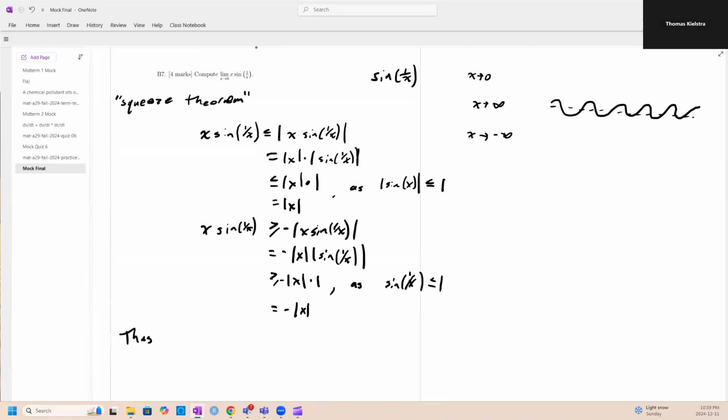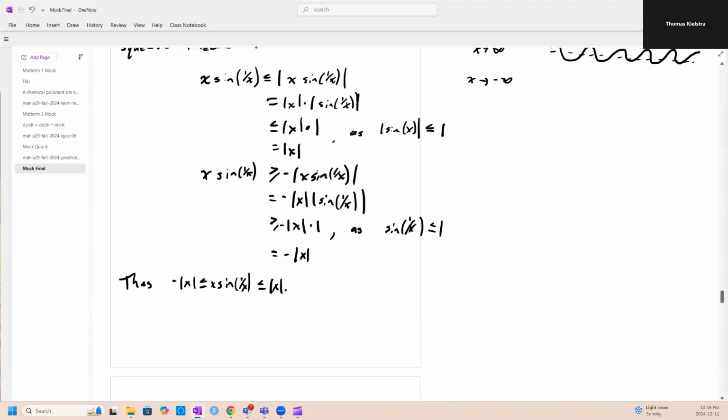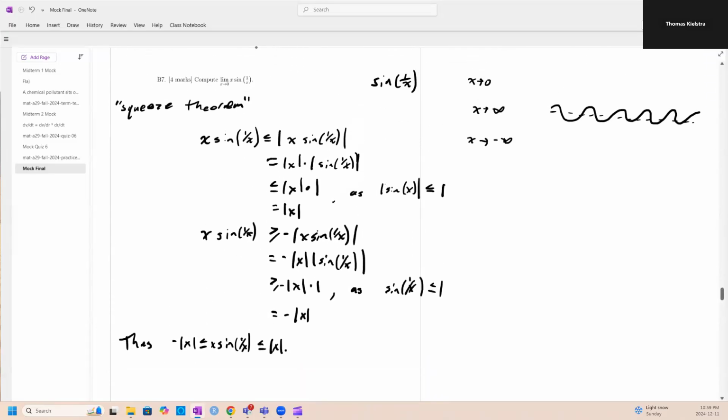Thus, minus the absolute value of x is less than or equal to x sine 1 over x, which is less than or equal to the absolute value of x. So we've bounded the function. Now we also need to take the limit of the bounds. The limit as x approaches 0 of minus absolute x equals minus the absolute value of 0, which equals 0. The limit as x approaches 0 of absolute x equals the absolute value of 0, which equals 0. Okay? Now we've got the limit of the two bounds.